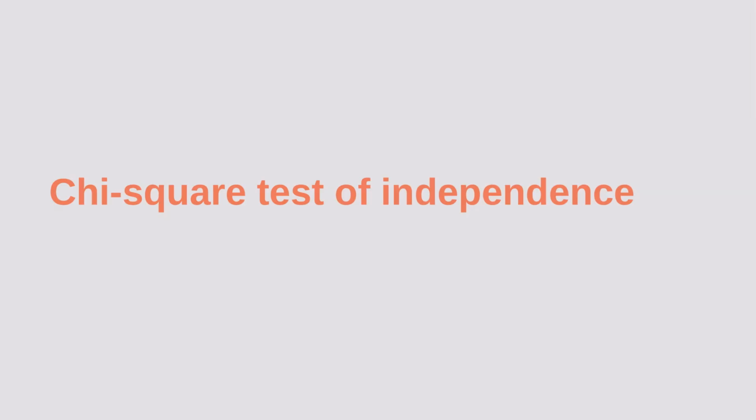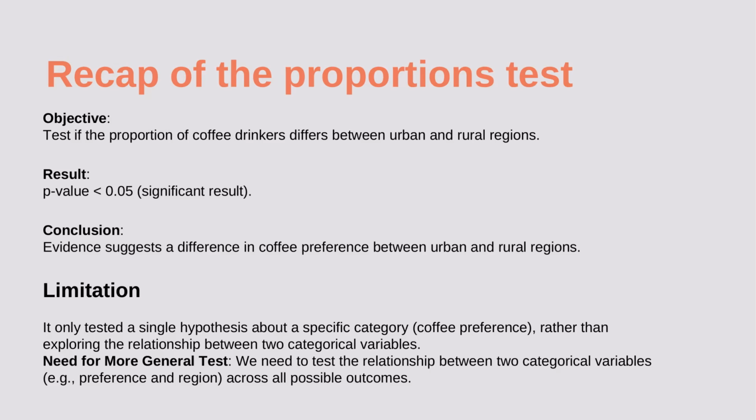Now let's look at chi-square tests of independence. Just as ANOVA extends t-tests to more than two groups, chi-square tests of independence extend proportion tests to more than two groups. Let's begin by quickly revisiting the proportions test we conducted earlier. Our primary objective was to determine whether there's a significant difference between the proportion of coffee drinkers in urban versus rural settings. For this, we used the two sample proportion test, which compares the proportion of successes, in this case coffee drinkers, between two independent groups, in this case the regions.